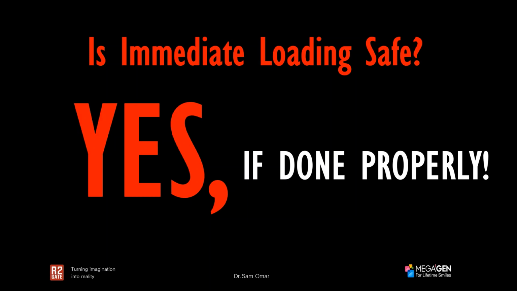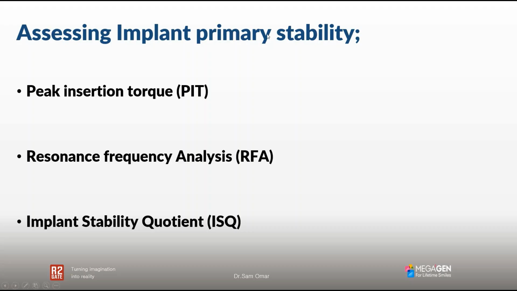For us to know if immediate loading is safe or not, we have to know how we assess the implant's primary stability. So today I'm going to be speaking about three things. Number one will be peak insertion torque. Number two will be resonance frequency analysis, RFA. Number three would be implant stability quotient. And I have to tell you that number two and number three are pretty much the same thing, but I'll explain why later on I put both on this slide.